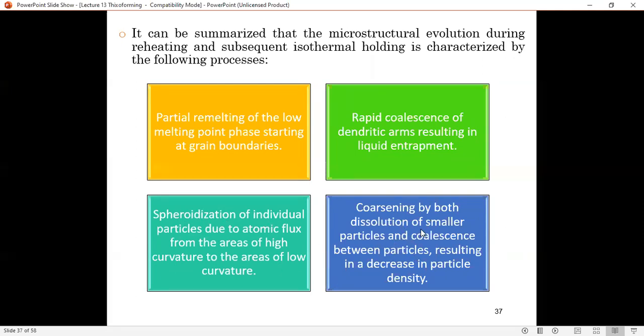And this is followed by both dissolution of the smaller particles and coalescence between particles, resulting in a decrease in particle density. So you have both dissolution of the smaller particles because of the heating. Some of the particles' grain structure will increase. So there's coarsening and coalescence between the particles, and some of the particles will combine together, resulting in a decrease in particle density. So these are basically the evolution of the microstructure during that preheating process.